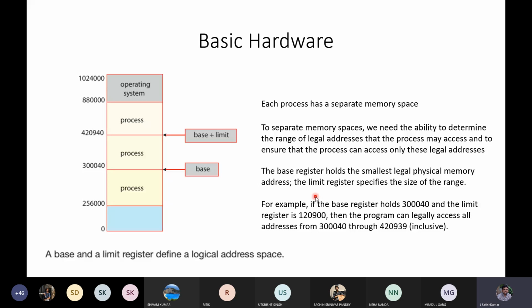So the base register holds the smallest legal physical memory address. The limit register specifies the size of the range. Is this clear? Yes, sir. Yes, sir.